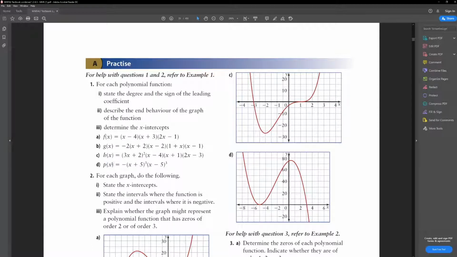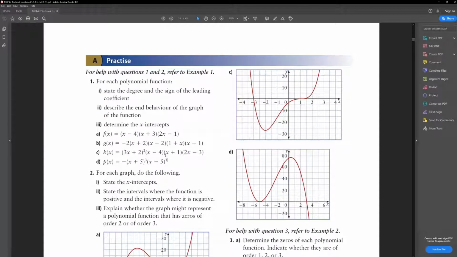Lastly, p of x is equal to this. The degree would be 3 plus 3, which is degree 6. The sign of the leading coefficient is negative, so it goes from quadrant 3 to quadrant 4. The x-intercepts are negative 5 and 5.